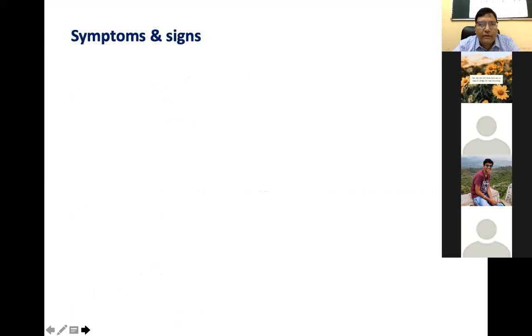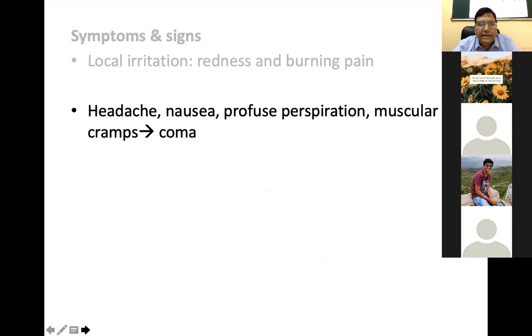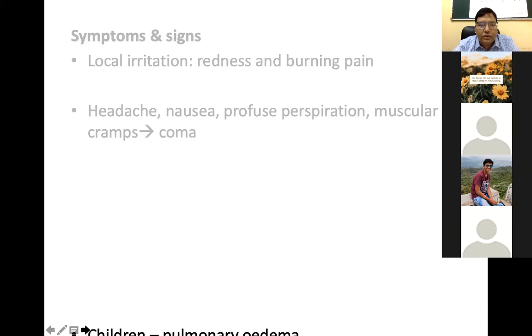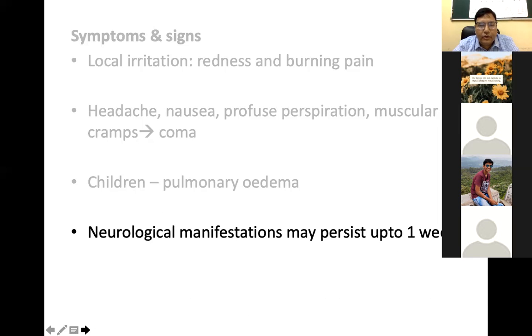So what will be the signs and symptoms of a scorpion bite? Local irritation will be there, redness and burning, pain, headache, nausea, vomiting, profuse perspiration, muscular cramps, and finally leading to coma. Children develop pulmonary edema. There can be neurological manifestations persisting up to 1 week in duration.